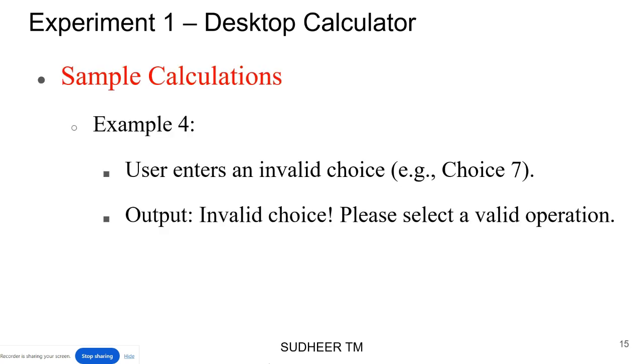Then example 4, user enters an invalid operation choice, 7 instead of 1 to 6. Output: invalid choice. Please select a valid operation.